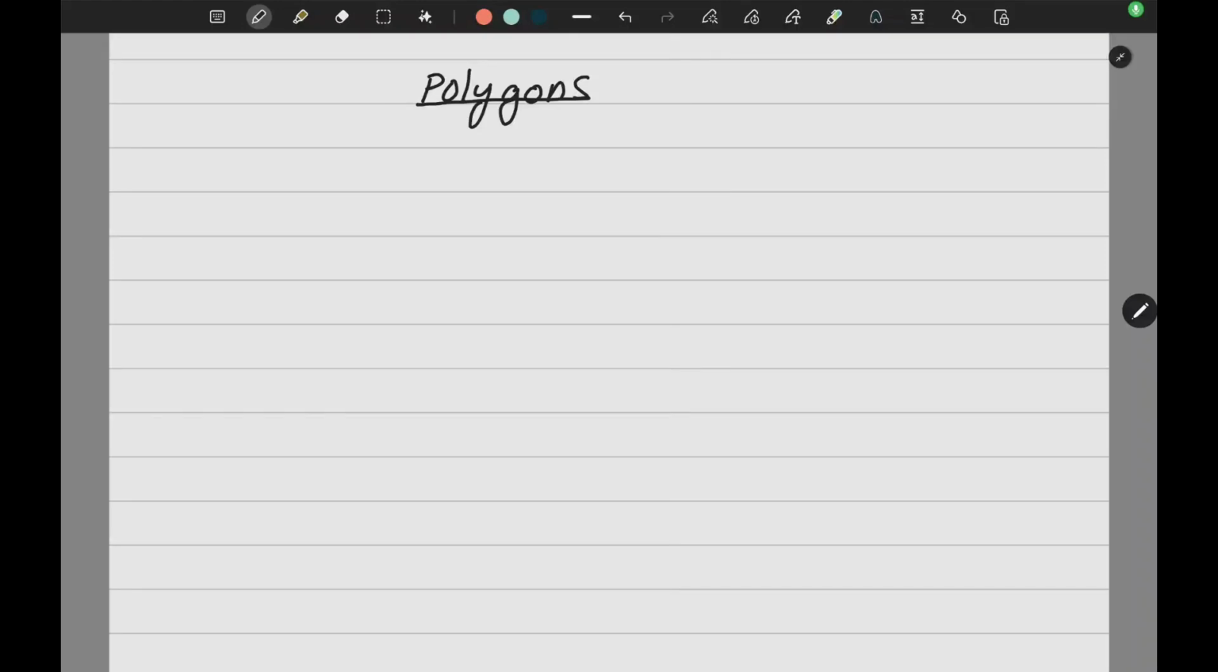Friends, let us quickly revise polygons. Since the exams are nearby, there will be a quick recap of polygons. Now, before starting the polygons, let us start with the basic thing.